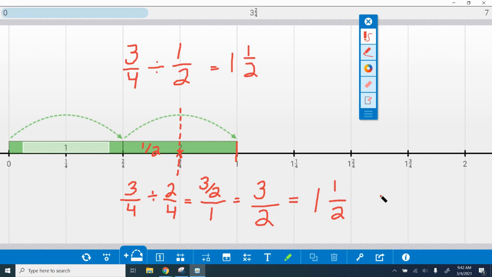So what we can do when doing fraction division is we can utilize a number line. We can also notate that with common denominators like we've done today.